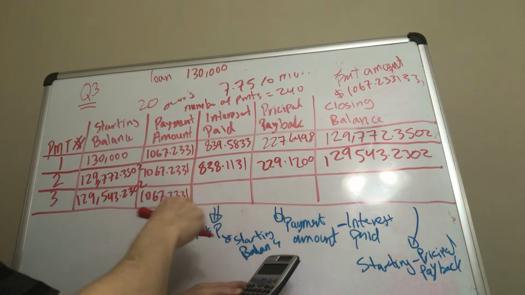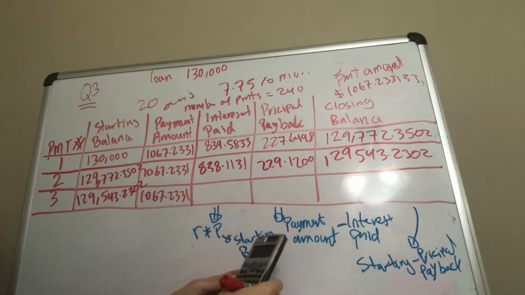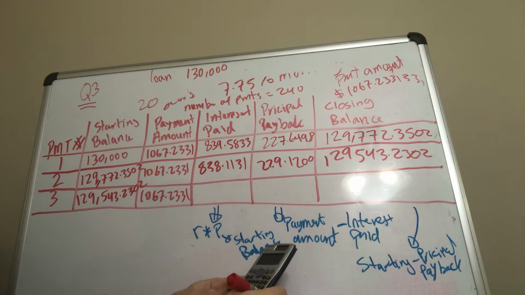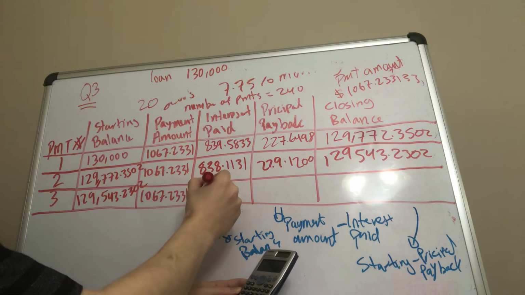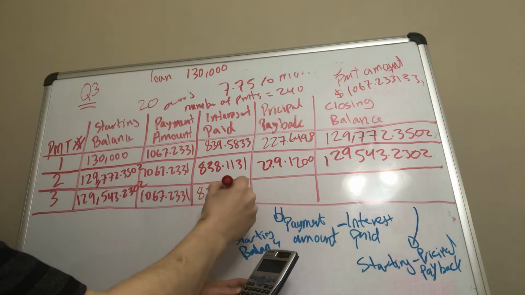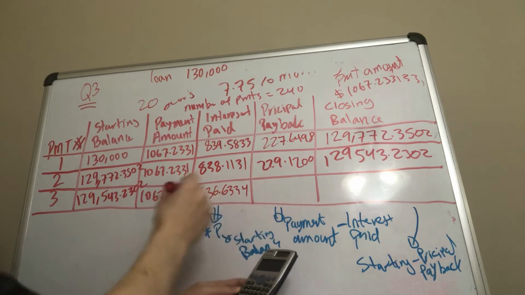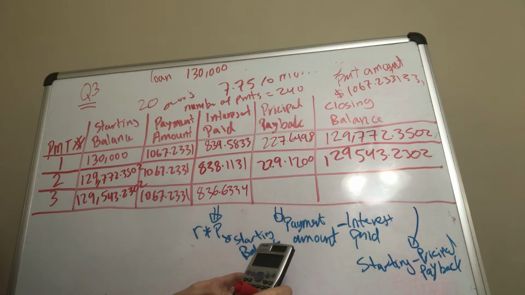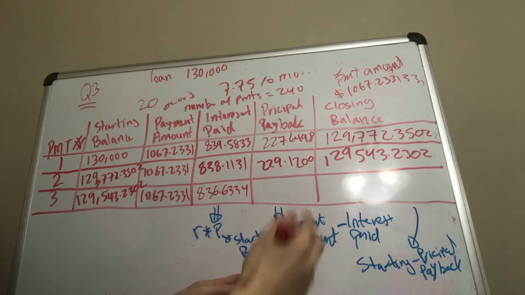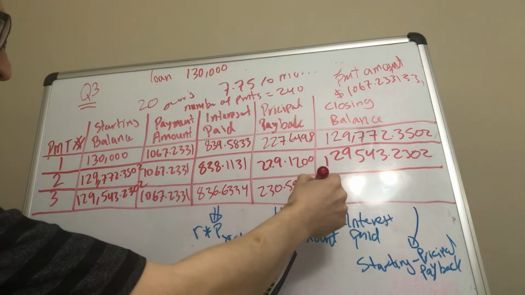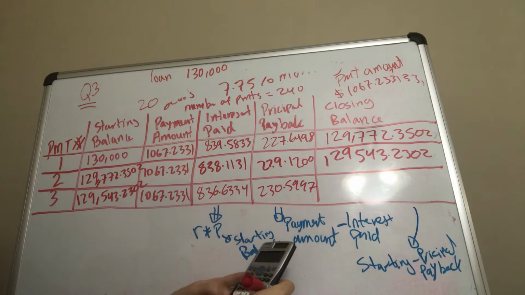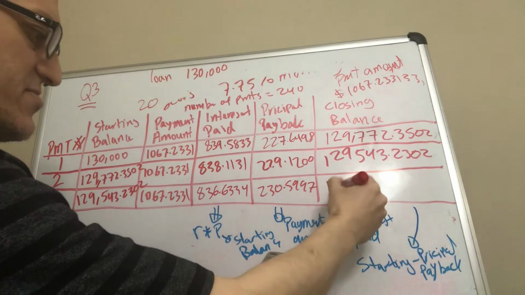543,2302. Some of this is interest, so you multiply this by whatever the R is. This will go down a little bit. It will become 836,6334. The difference between this and the payment amount would be how much you pay back, and this would be a little bit more. And closing balance would be opening minus principal paid. And they only wanted the first 3 payments.